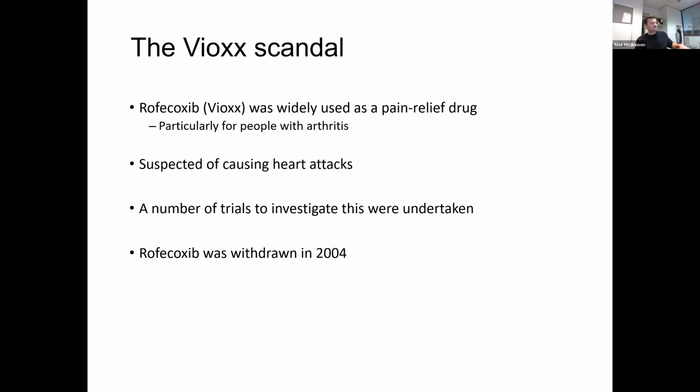This is a really interesting example, which I covered in my PhD, looking at a treatment which was put onto the market in 1999, licensed and regulatory approved. It's a drug manufactured by Merck, Rofecoxib, Vioxx, which is used mostly as a pain relief drug, as an alternative to naproxen, a non-steroidal anti-inflammatory drug. It's particularly used in patients who suffer from arthritis.